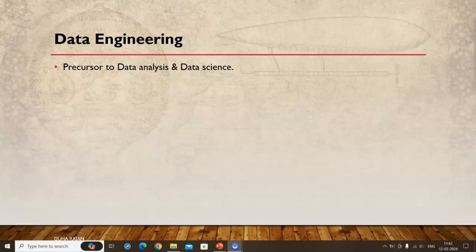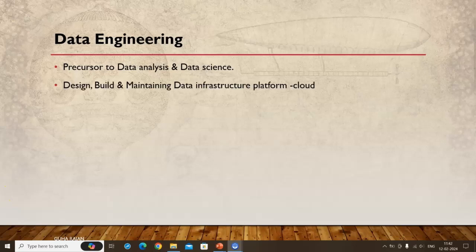Going back to the analogy, you need to have the raw materials brought in to a place. So the data has to be brought in to a place. The data can be any transaction which is spread across, and that needs to be transported to some infrastructure so that the processing happens. So it's a precursor to data analytics and data science. That is the first part you need to keep in mind. So it's about designing, building, and maintaining data infrastructure.